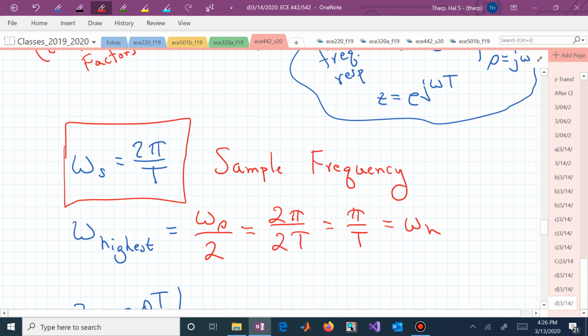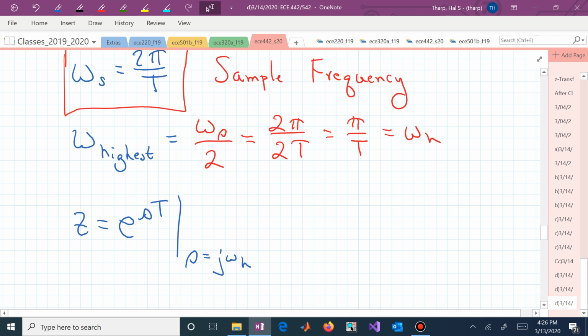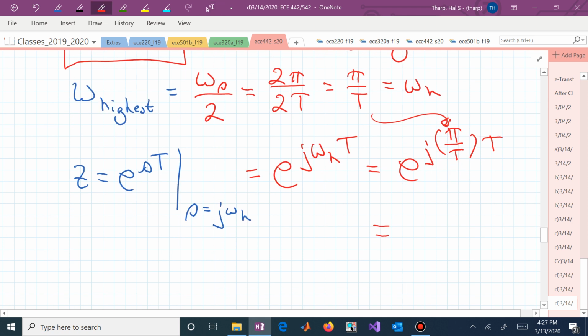That's the highest frequency, omega sub s, omega sub h. What's z at that frequency? Well, now z is equal to e to the st when s is equal to j omega high, or this is now e to the j omega sub h t, but now we have an expression for omega sub h in terms of T. That's e to the j pi over T, that's what this is, times T. But the T's cancel and we're left with e to the j pi.